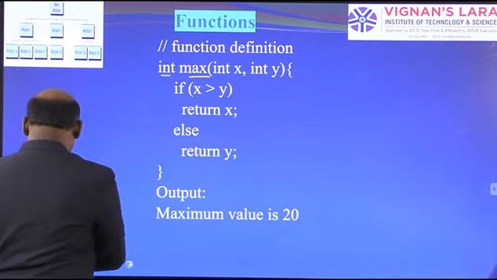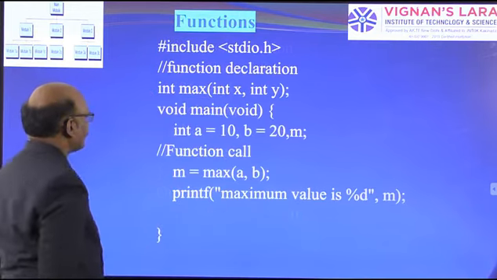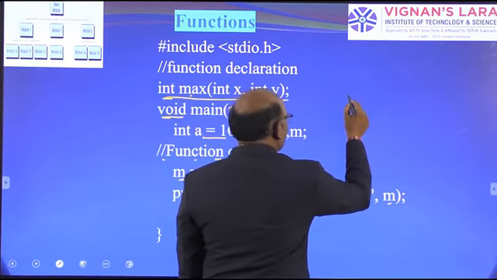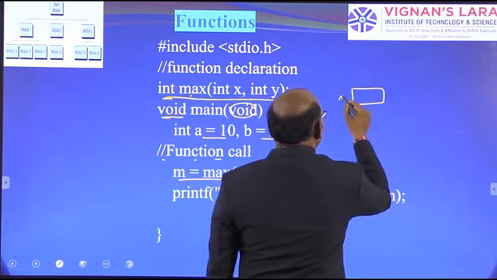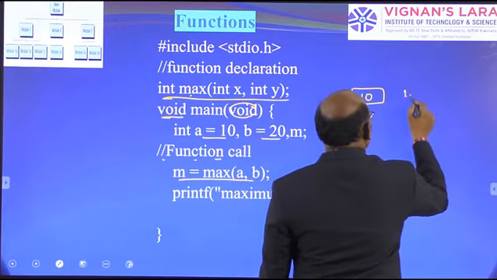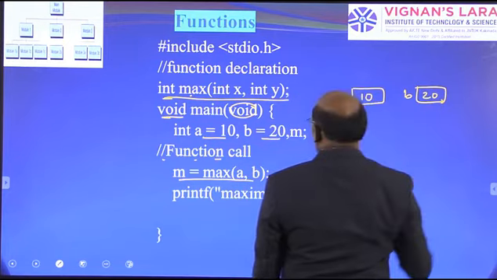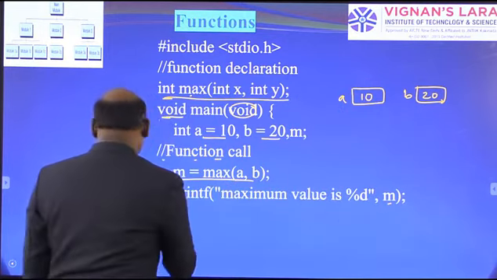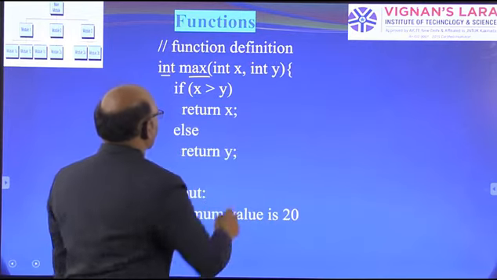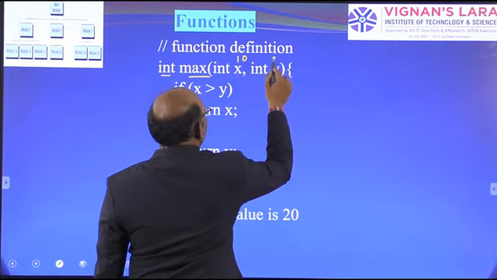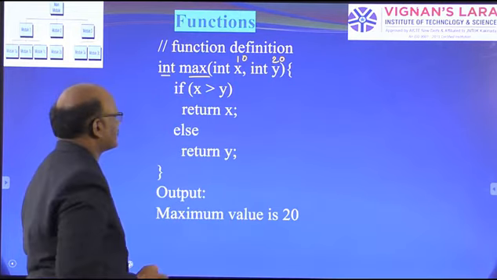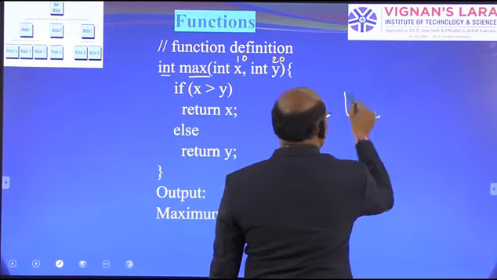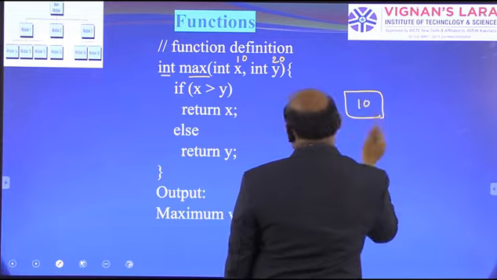See, for example, first, execution begins at the main. The a value is 10 and the b value is 20. Then it calls max of a comma b. Here the x value is 10 and the y value is 20. That means x receives the a value and y receives the b value.